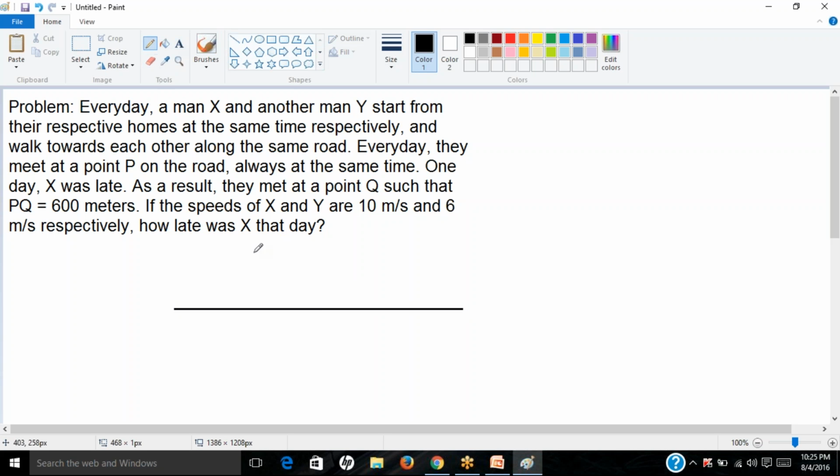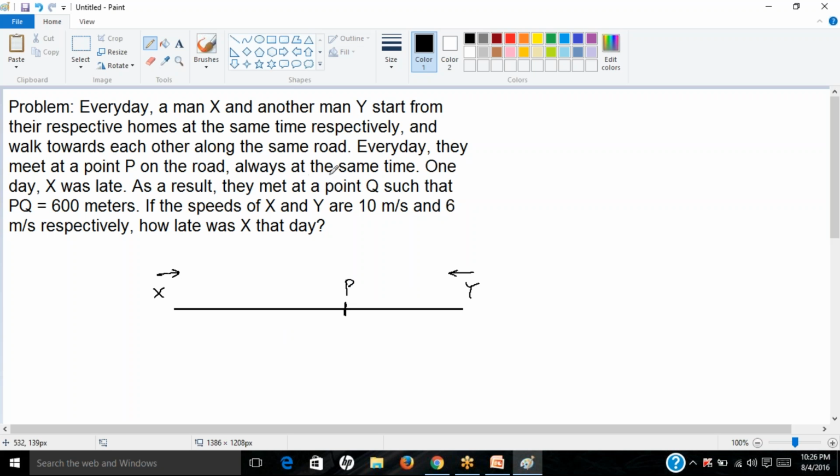So this is the route, let us say, and this is X traveling and this is Y traveling towards each other along the same route. Every day they meet at a point P. Let us say this point is P here. Remember, I do not know where they start from, where X starts from, where Y starts from, nothing is mentioned. I only know that this point is where they meet.